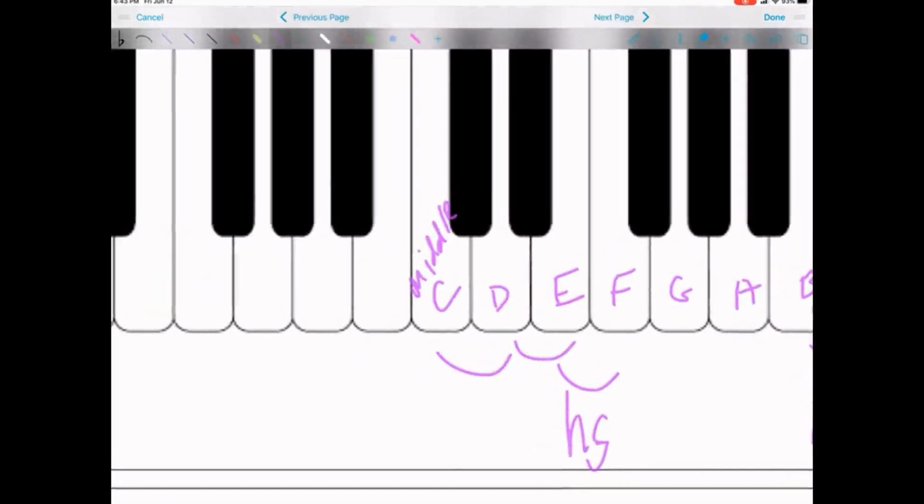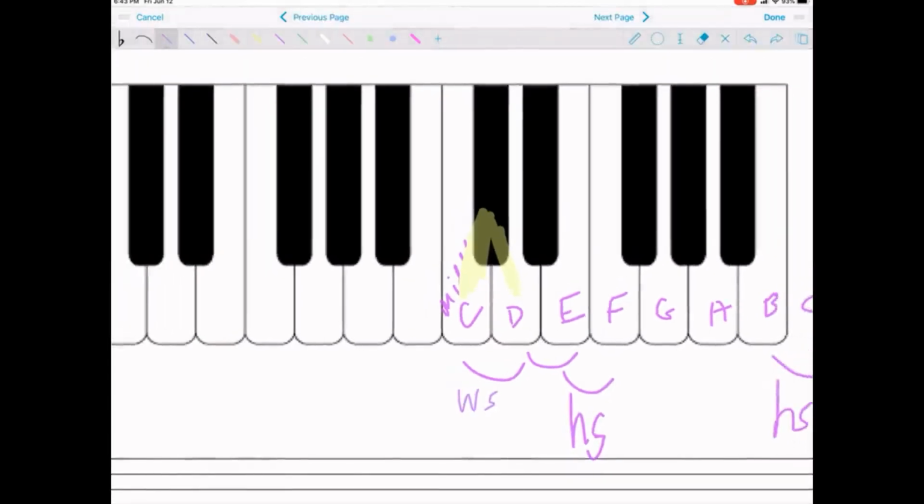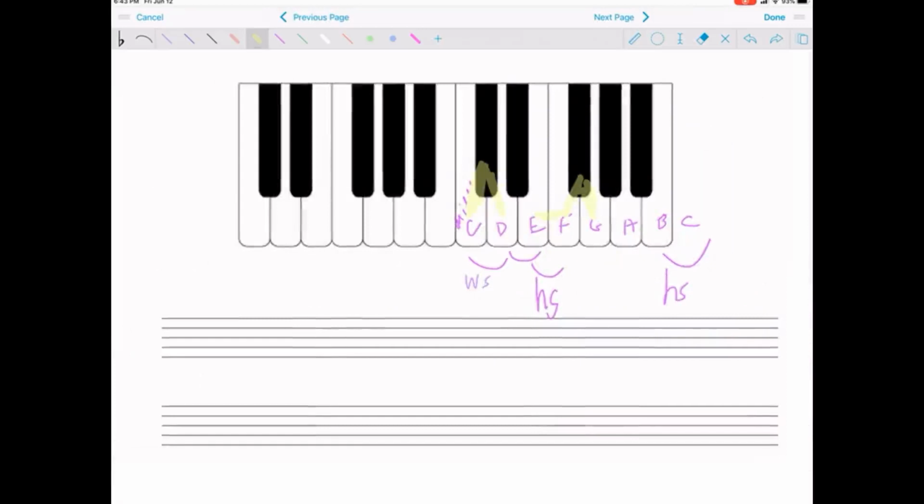But if there's a note in between them, that would be like 2 half steps. A half step here and a half step here, which equals a whole step. So 2 half steps combined is the distance of a whole step. For example, E going to this note, that would be a whole step. But this note going to G is adjacent and therefore it's a half step. So not all the white keys are the same distance apart.